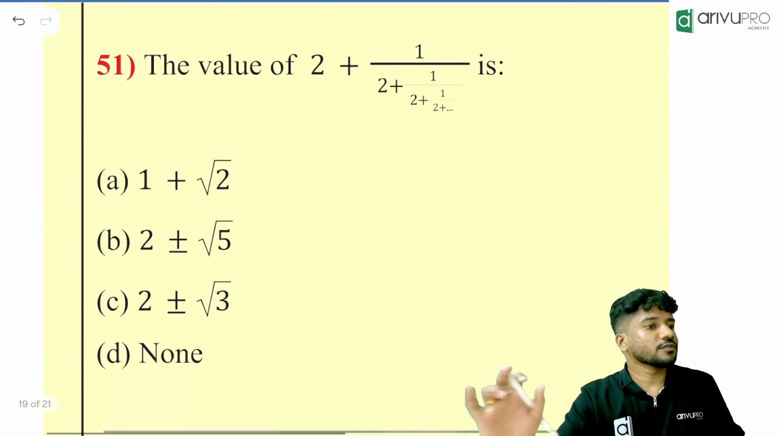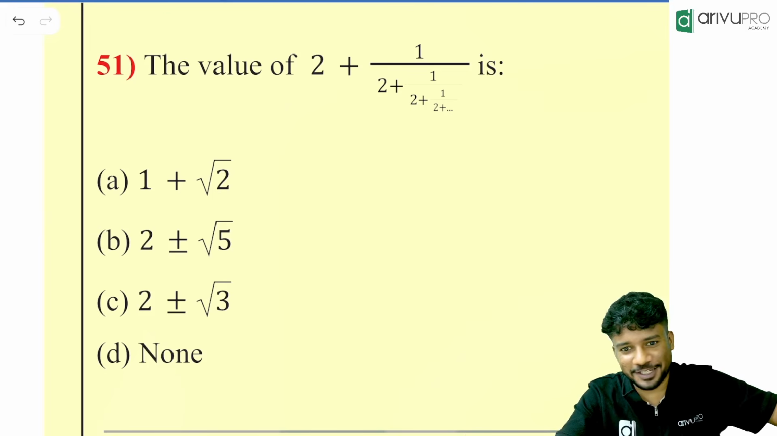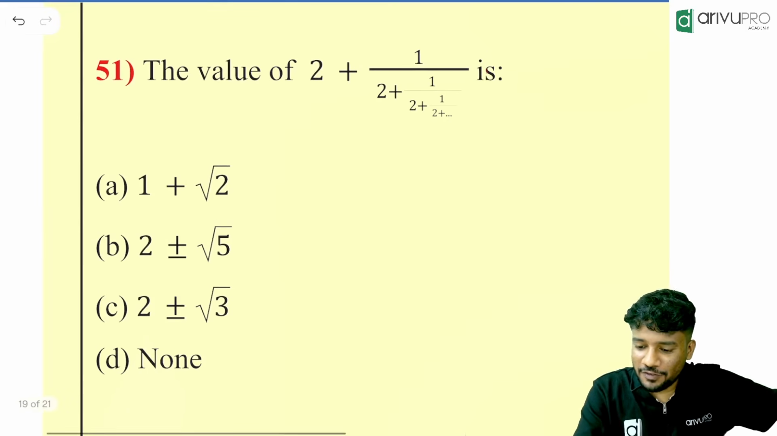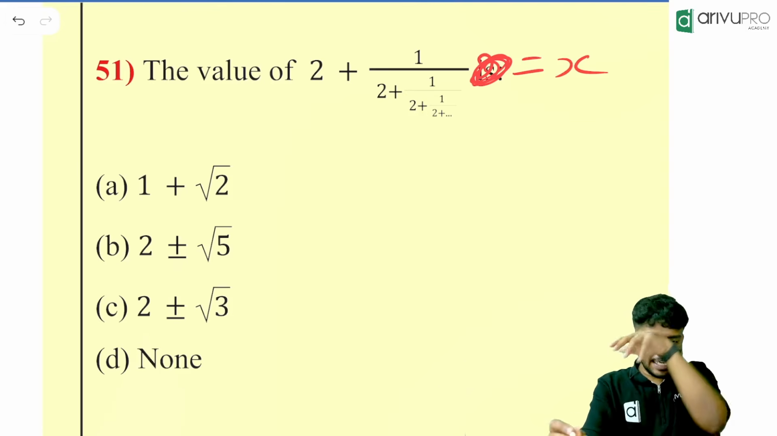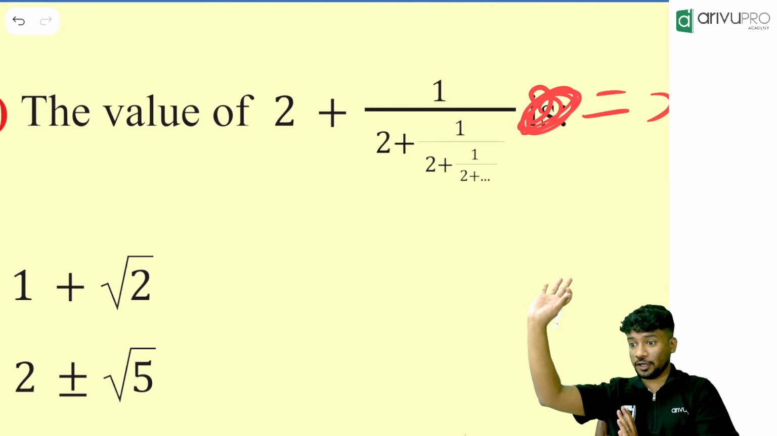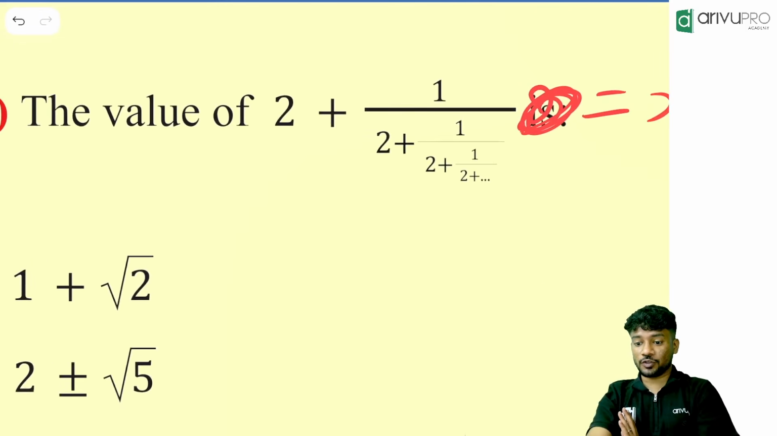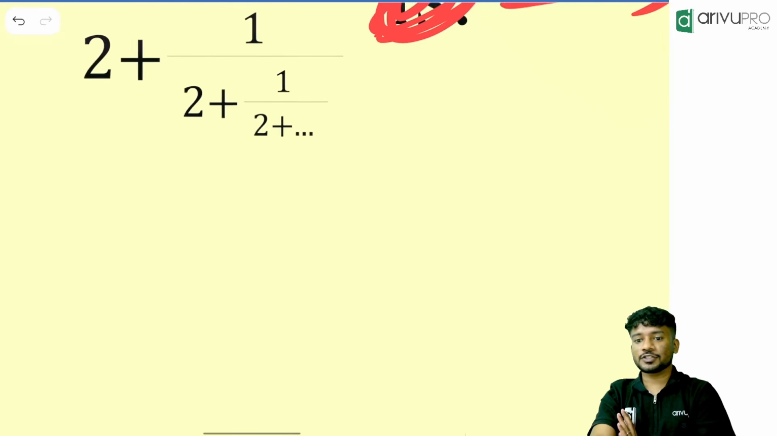Can anyone find me the answer for this? 2 plus 1 divided by 2 plus 1 divided by 2 plus 1 divided by 2 plus 1 divided by, and so on, it is going. Now, what is the first step? We will assume that this entire thing is equal to x. If this entire thing is equal to x, everyone have a proper look at the question. Everyone had a proper look? Yes. Now I am going to zoom in. This entire thing is equal to x. Then this is also x.